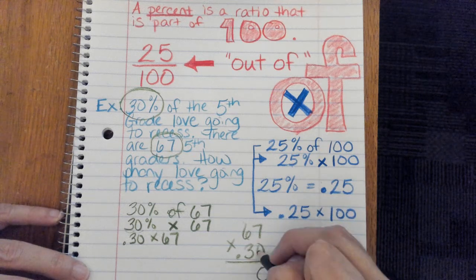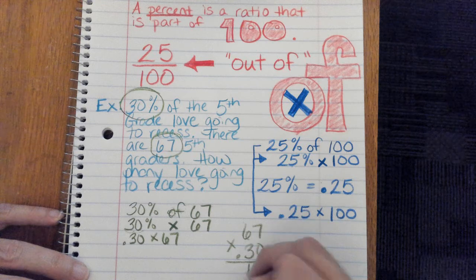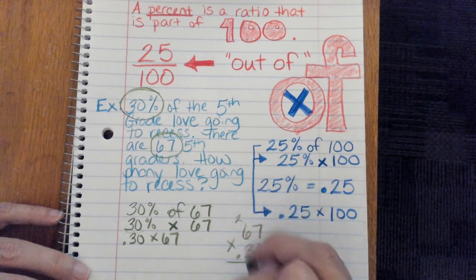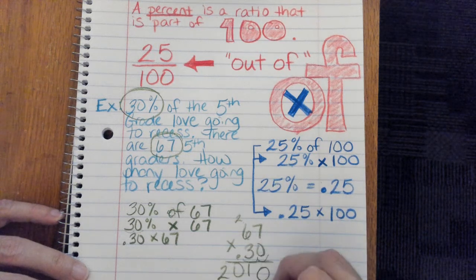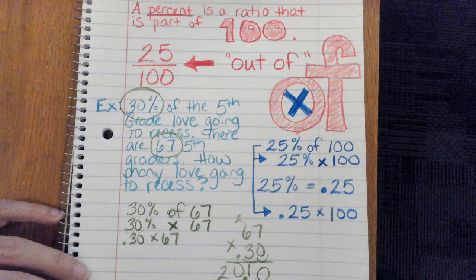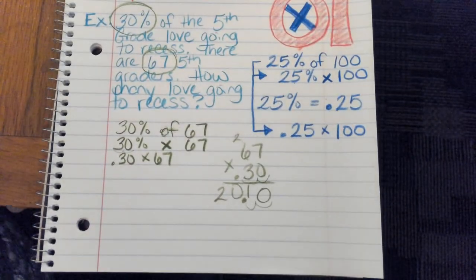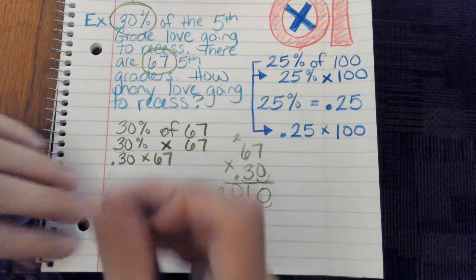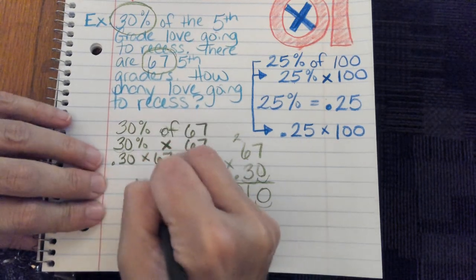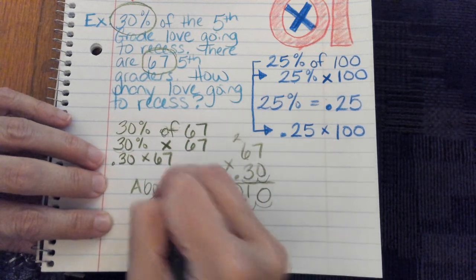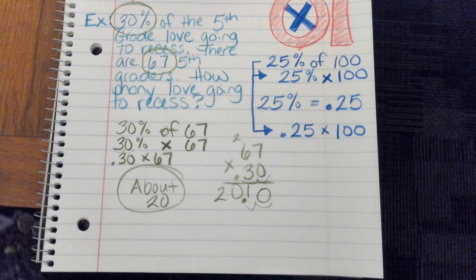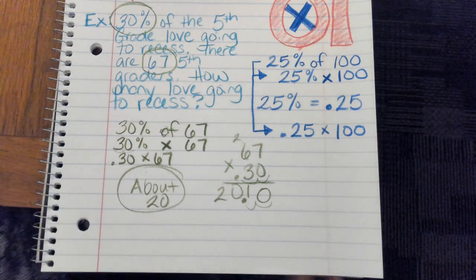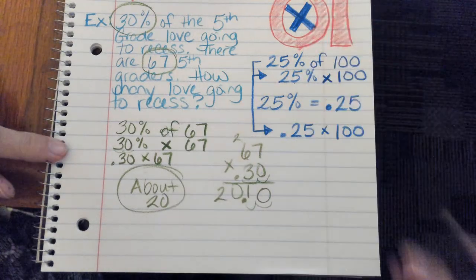Drop the 0, there's my place holding 0. 30 times 7, 21, 18, 19, 20. Okay? Read my decimal twice. So the answer would be 20.1, but I'm not going to have 20.1 children, so about 20 would be my final answer. Okay, about 20 kids love recess. So that's one way I can solve it, just using this of trick.